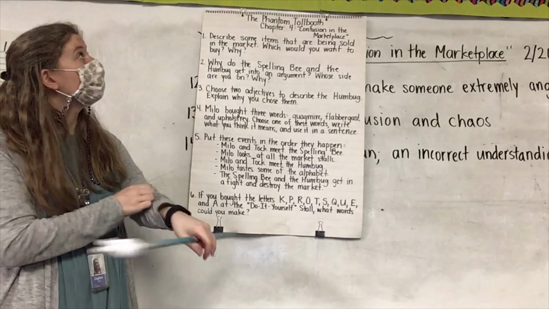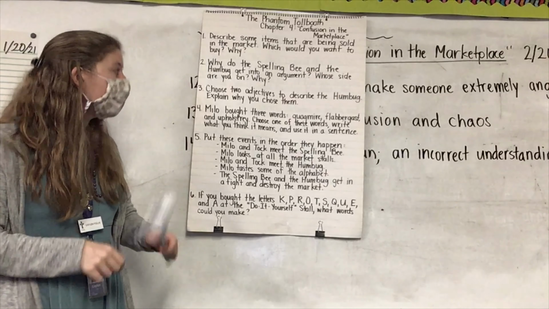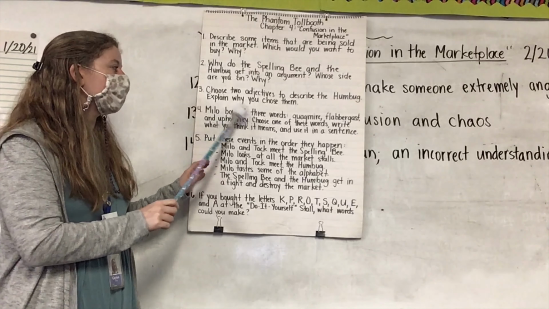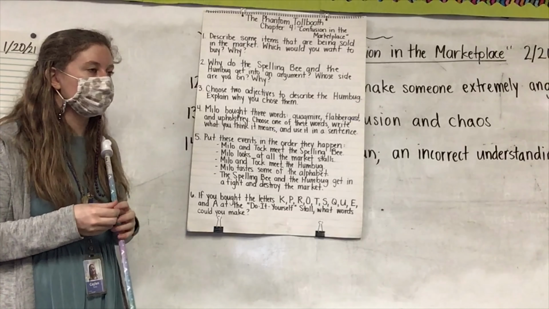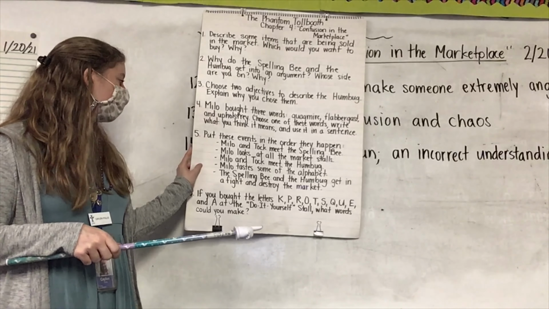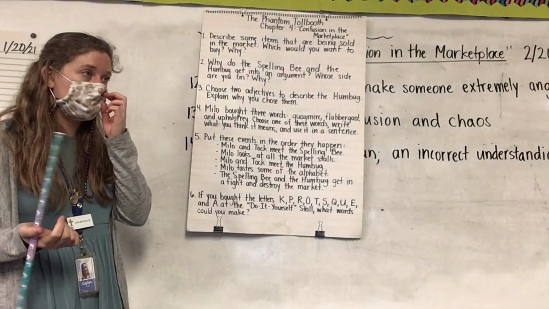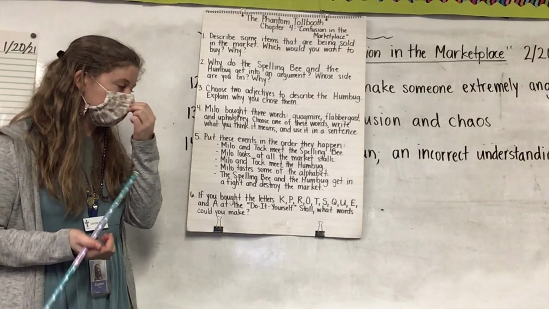Zadie, quickly. For number four, didn't Milo not buy them because he only had... He looked at three words. He didn't buy them when I wrote this a while back. This is falling apart. All the pages are falling out, so I've changed it on what I'm going to start using next year. Okay.